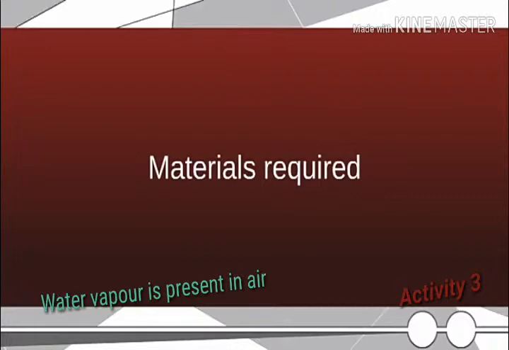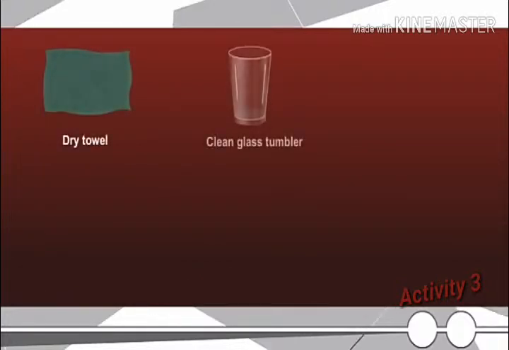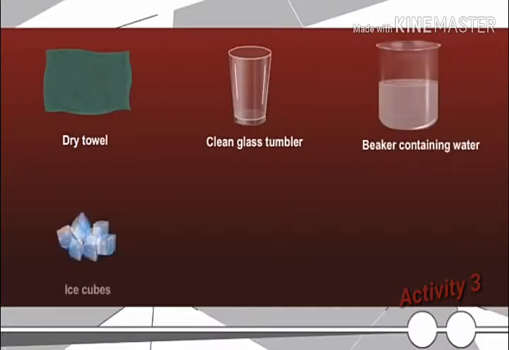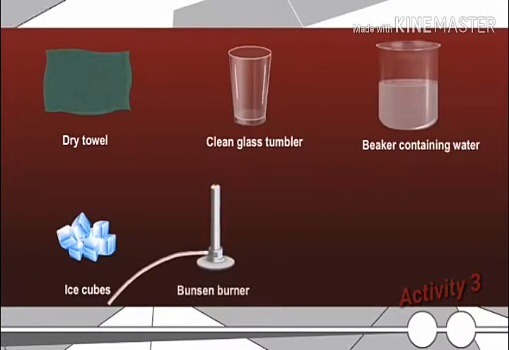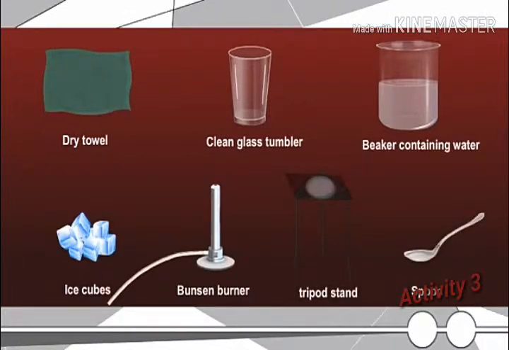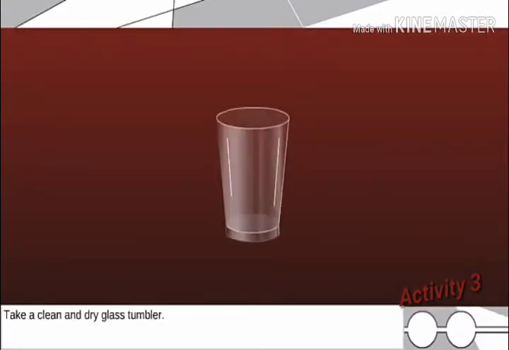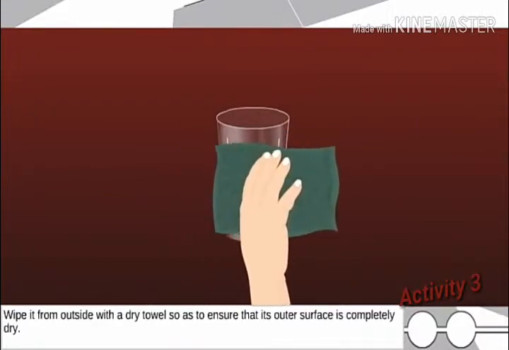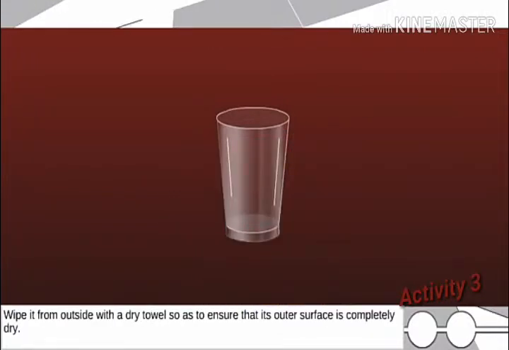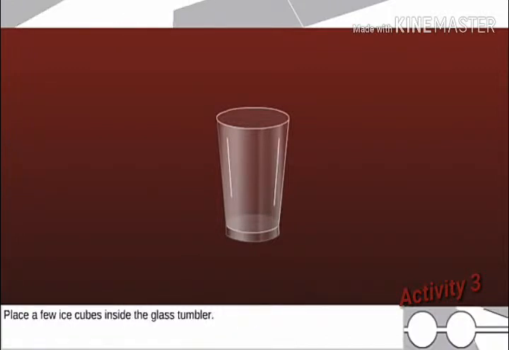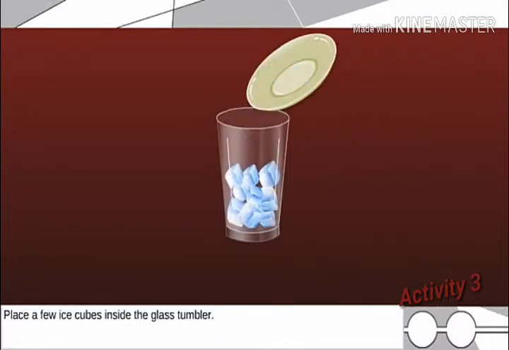Materials required: dry towel, clean glass tumbler, beaker containing water, ice cubes, Bunsen burner, tripod stand, spoon. Method: take a clean and dry glass tumbler. Wipe it from outside with a dry towel so as to ensure that its outer surface is completely dry. Place a few ice cubes inside the glass tumbler.